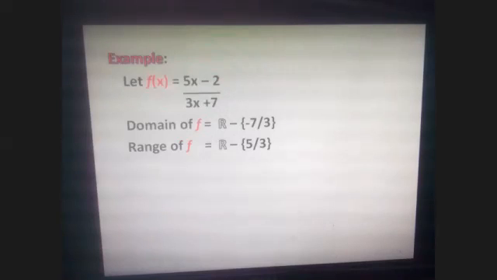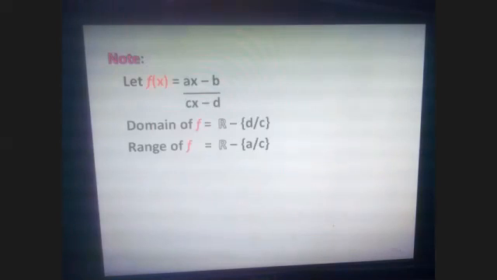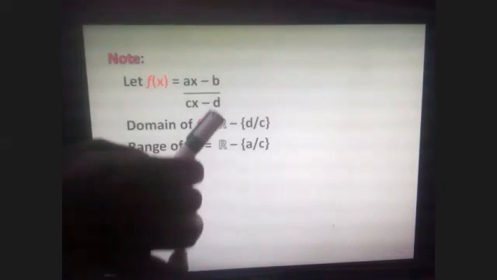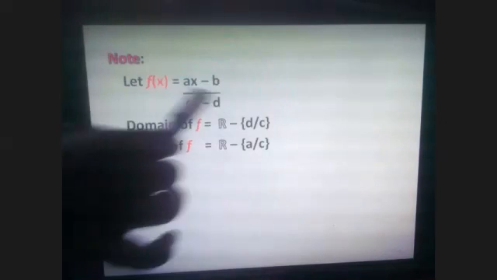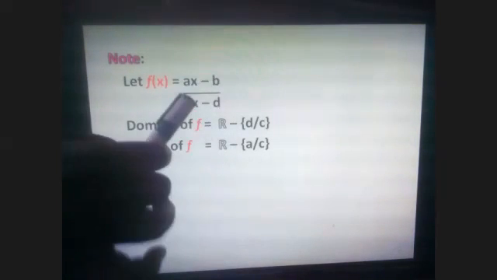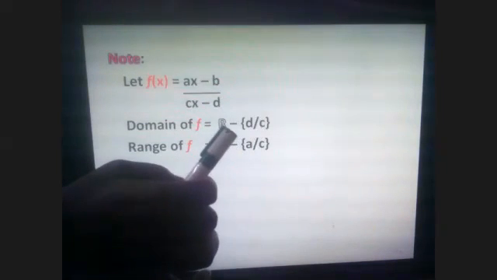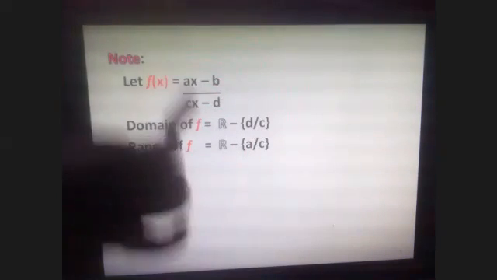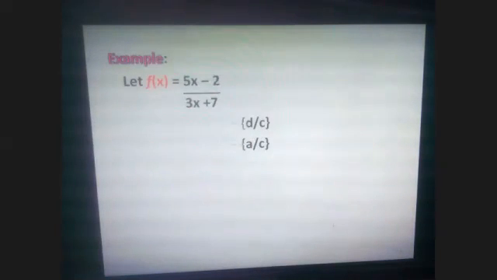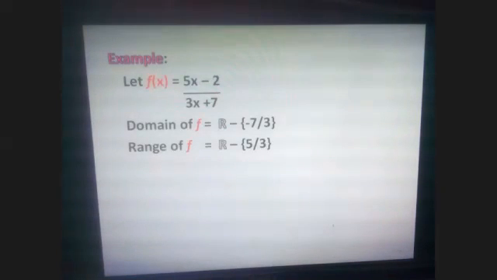You can remember this as a formula, but be careful about it. I have taken f(x) equal to (ax minus b) upon (cx minus d). b has no role. Remember, a, c, and d are playing the role. No matter whatever b is, it is not affected. So cx minus d equals 0 when x equals d by c, so R minus {d by c}, and here R minus {a by c} is the range. You may keep it as a formula, no problem. So R minus {7 by 3} is the domain, R minus {5 by 3} is the range. Now I have a question.